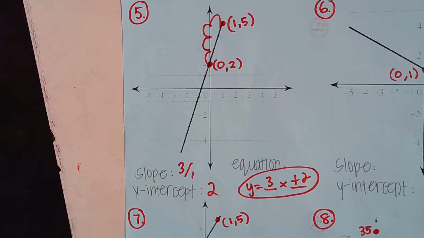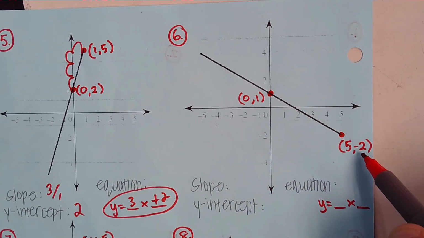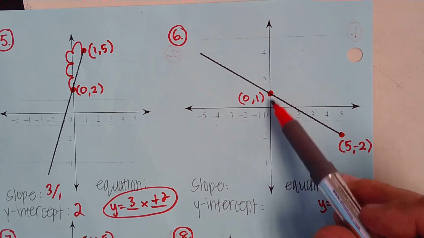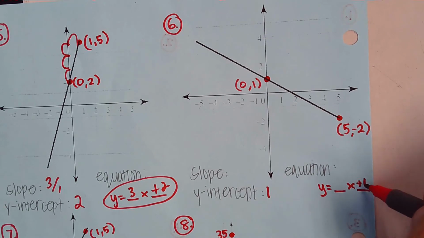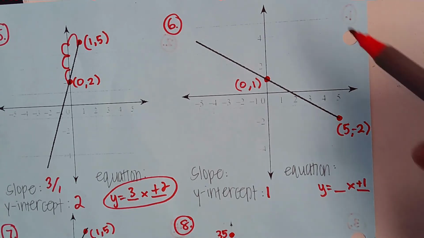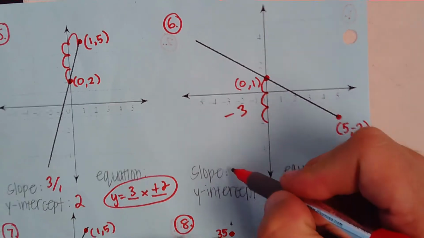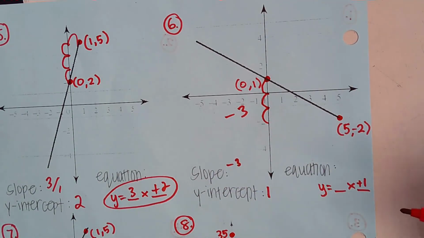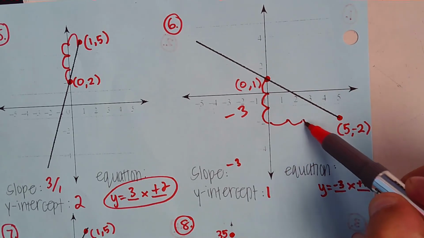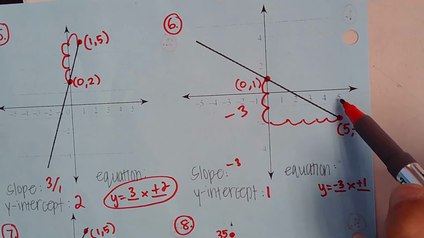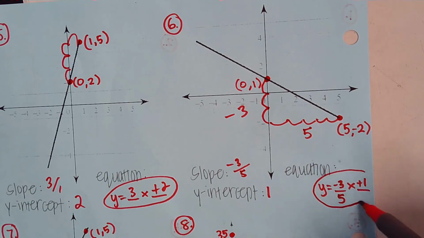Number 6. My coordinates are 0, 1, and 5, -2. My y-intercept, I see crossing at +1. So +1 goes right here. And I'm going down. How far am I going down? 1, 2, 3. So down 3, -3. I can even put -3 here. And I'm going over 1, 2, 3, 4, 5. It's hard to see, but it is over 5 here. And that's my slope. That's my fraction. Every slope can be written as a fraction.